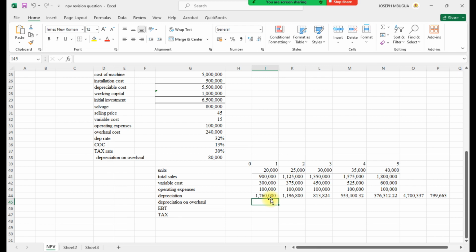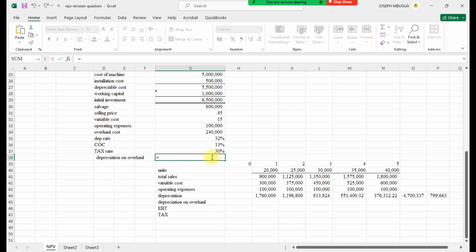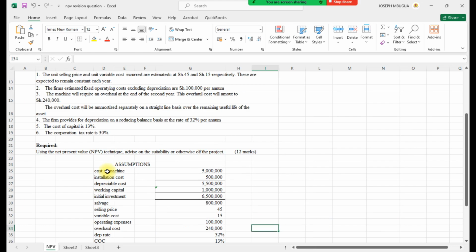Then the other point is the depreciation on overhaul or amortization. They're calling it amortization or depreciation on overhaul. The overhaul value was 240, and overhaul we said is major repair, and we are told in number 3 the machine will require an overhaul at the end of the second year. This overhaul cost will amount to 240, and the overhaul cost will be amortized separately on a straight line basis over the remaining useful life of the asset.